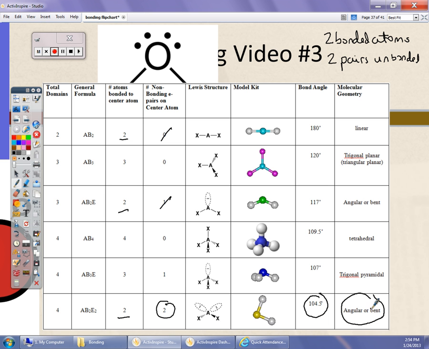Now you want to be careful because there are angular or bent shapes here and here. It's in two locations. If you look at them, they both look bent. The difference is how much of a bond angle it has. So while the names are the same, the bond angles are different. You want to be careful not to confuse them.